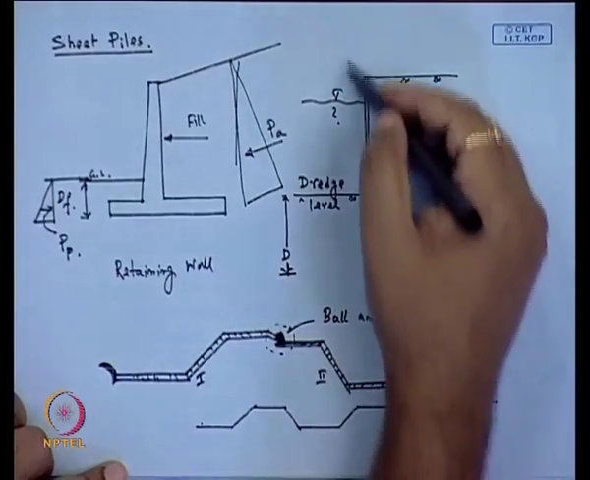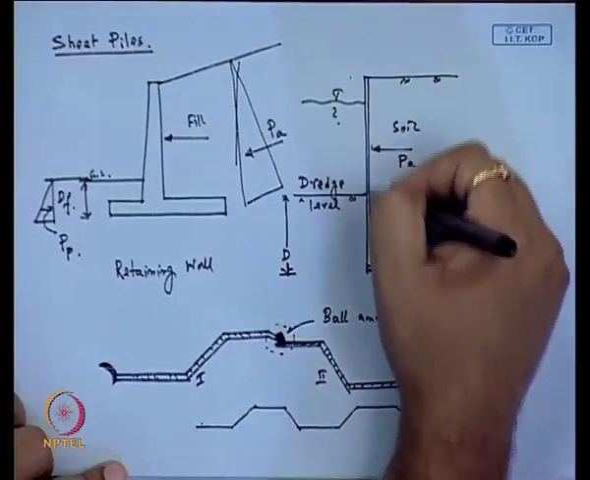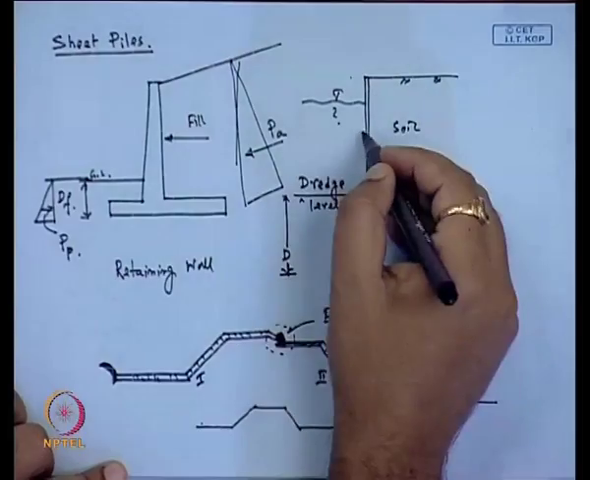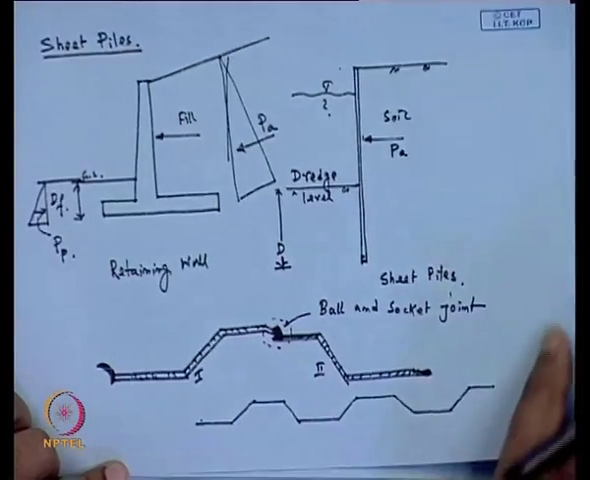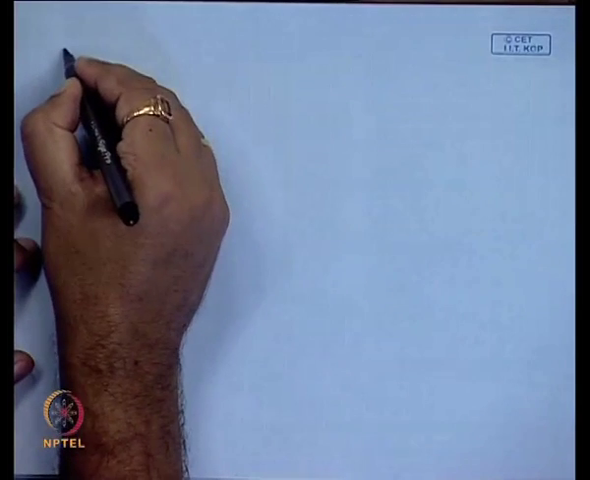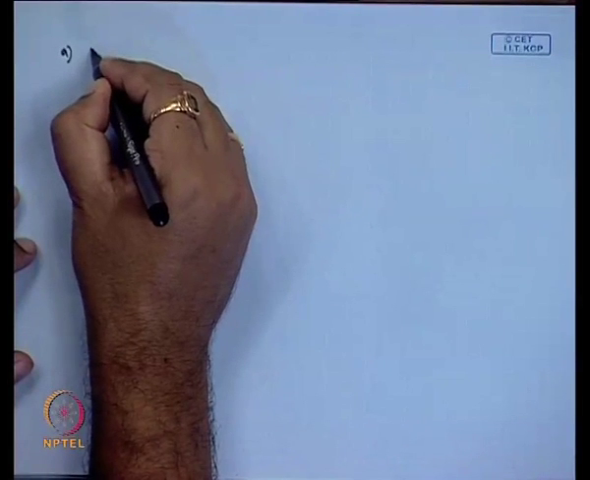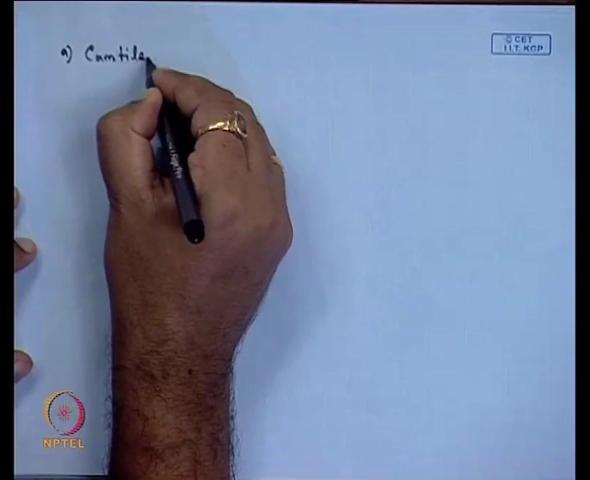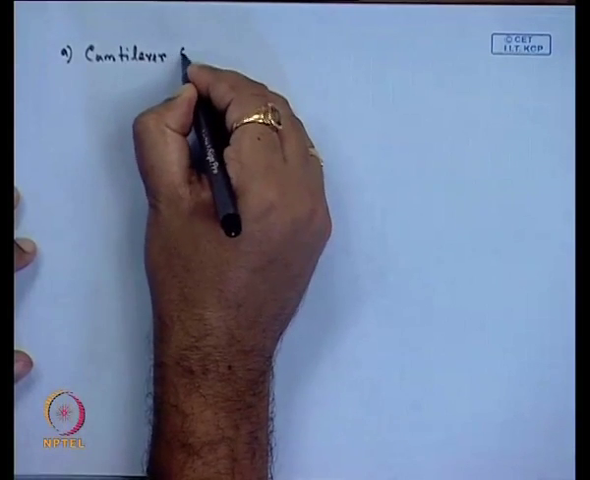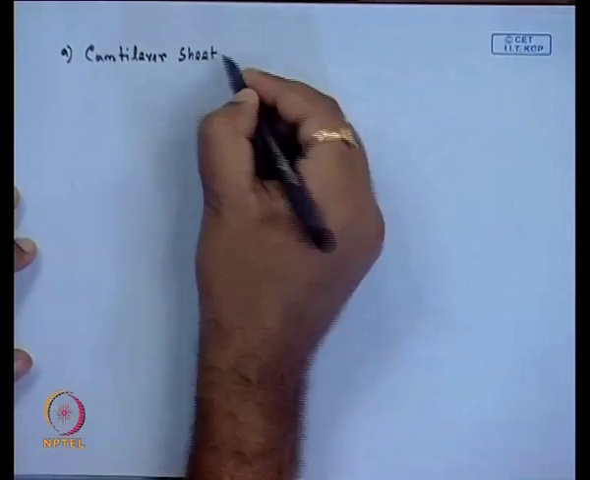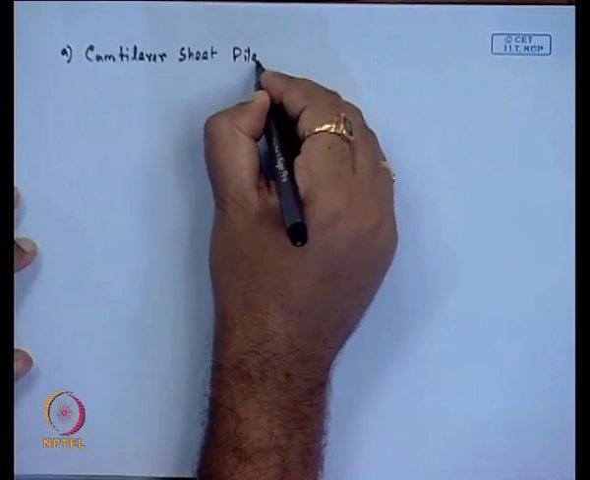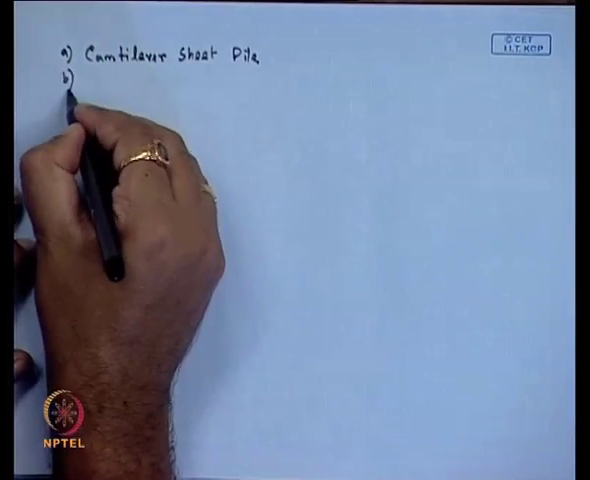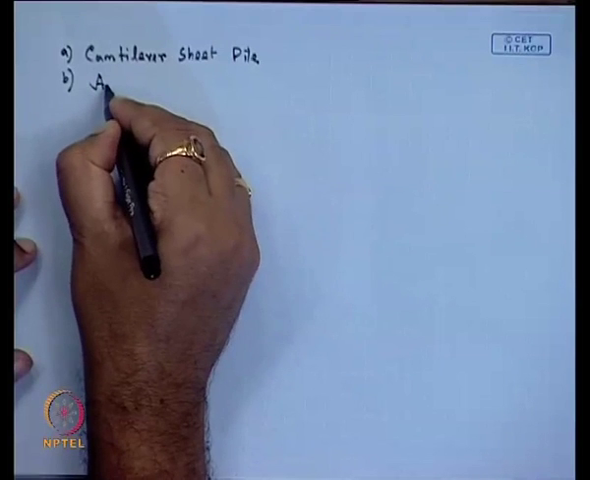And then if I take the cross section, in the design we consider it to be vertical and very flexible. Next, we can consider the different types of sheet pile. The sheet pile can be one is cantilever sheet pile, another one is anchor sheet pile.